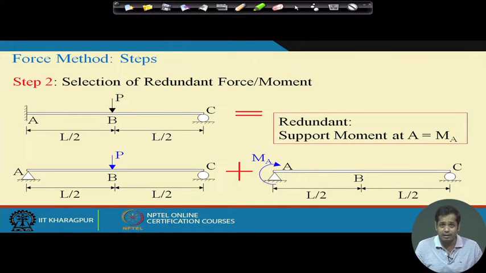Towards the end of this lecture we will see there are certain guidelines that need to be followed when we choose the redundant. Any force or any moment cannot be taken as redundant. We will see that towards the end of this lecture. So, step 2 is the selection of redundant forces.